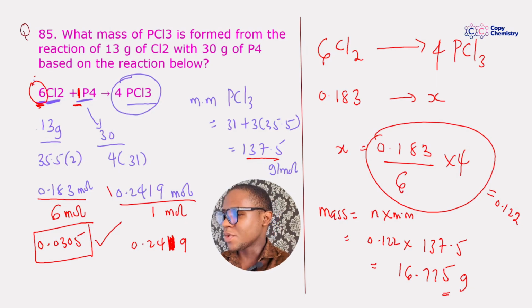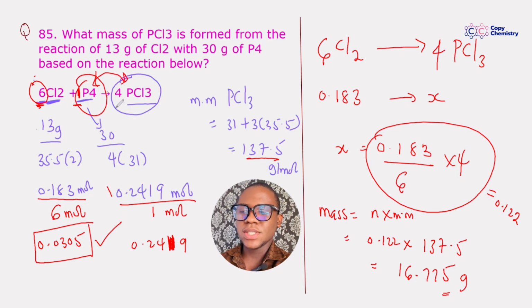So I'm going to see you on question 86. But before we go, let me let you know that if you had compared P4 with PCl3 like this, you get an answer in moles and then you get an answer in grams. It will not be 16.775. It will not. And it will be wrong too. So, yeah, I'll see you on 86.